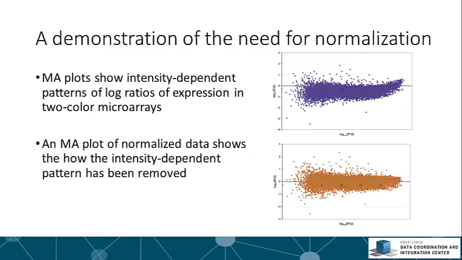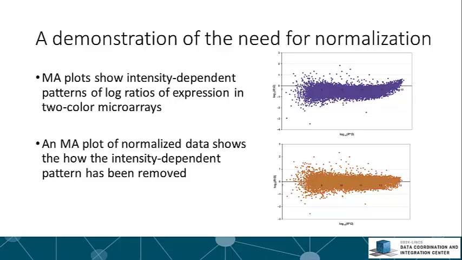So here, let's take a look at a more specific example of the need for normalization. I'll do this in the context of a two-color microarray experiment. The kind of technical variation or non-biological variation that we're going to examine here is an intensity-dependent relationship of the fold change of the red and green channels in the microarray. We can demonstrate this by using what is called an MA plot.